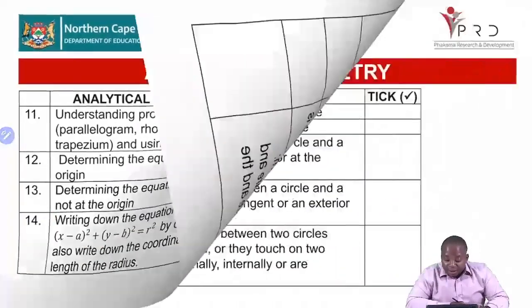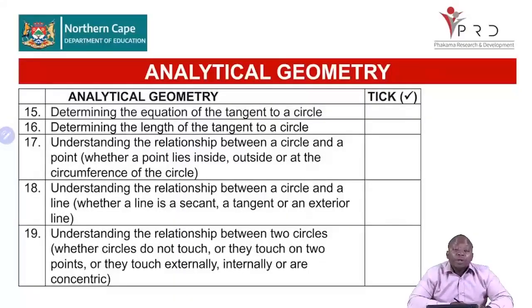Right. Number 15, you must be able to determine the equation of the tangent to a circle. Remember, a tangent to a circle touches the circle at only one point. This is a straight line, so you must be able to find that equation in the form y = mx + c. We must also be able to determine the length of a tangent to a circle. In most cases, we're going to utilize the distance formula.